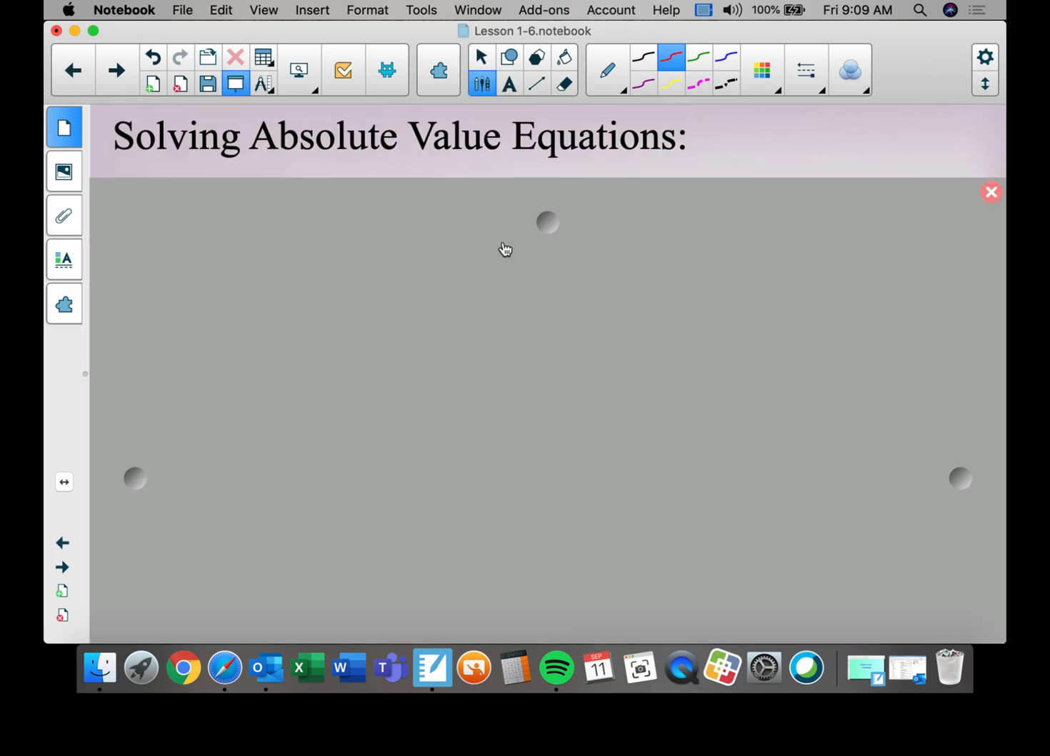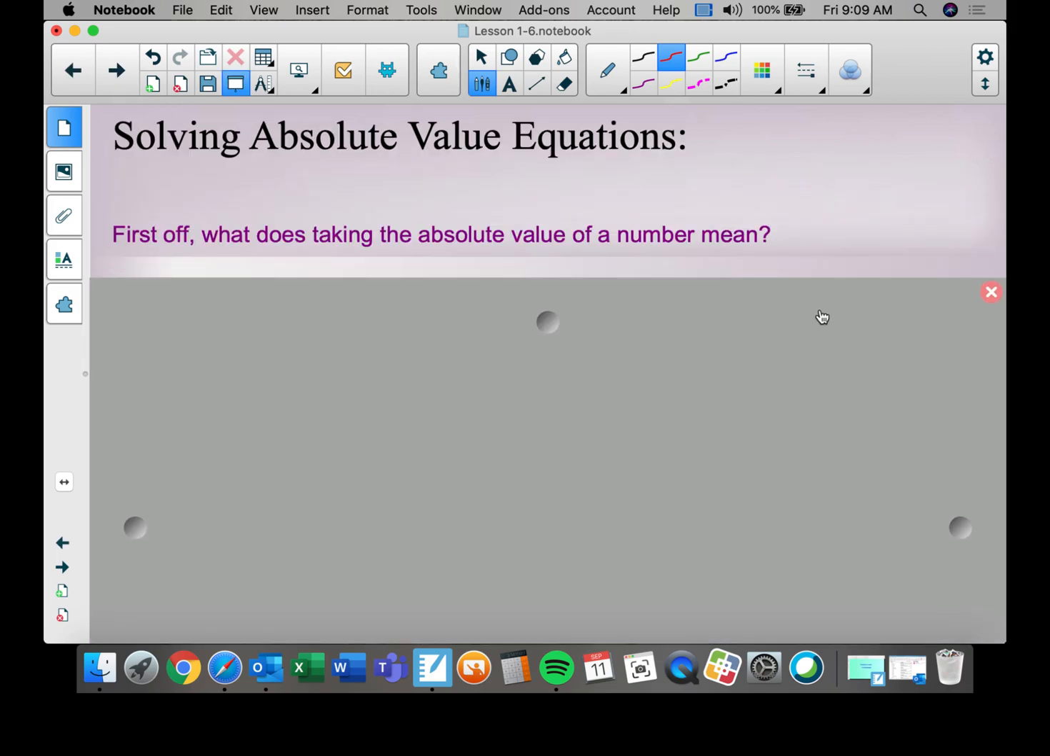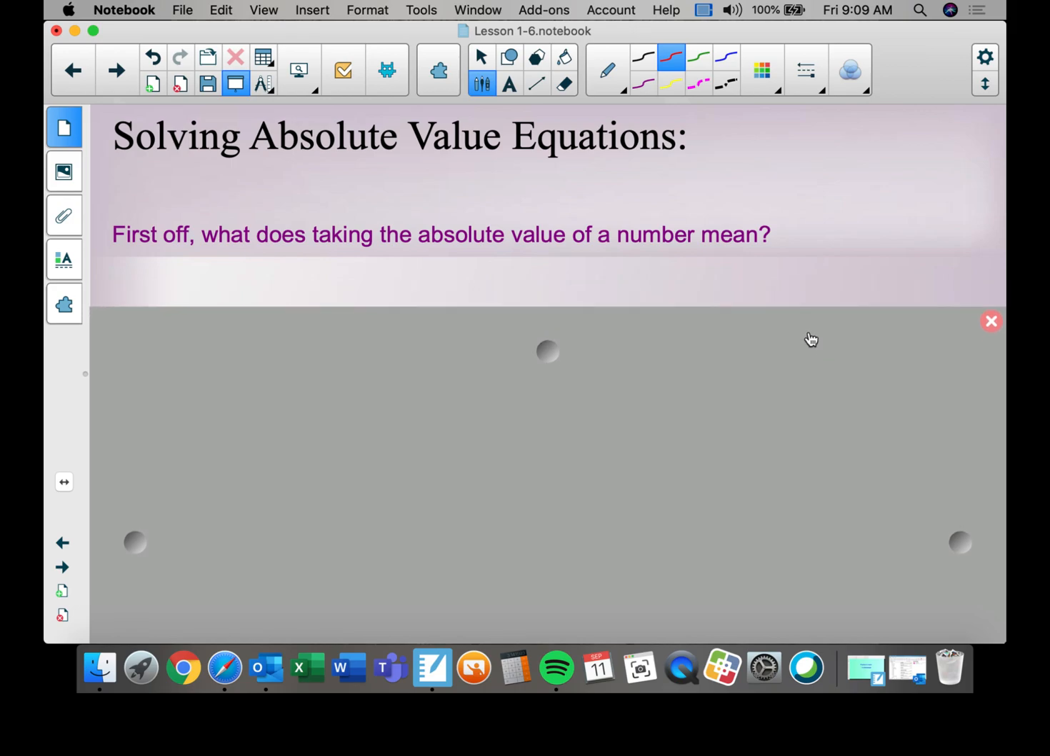So if we take a look, first off, some notes about that. What does taking the absolute value of a number actually mean? Hopefully you remember this a little bit. I know some people would probably think right away, well, I know that it's always positive. I know this, I know that. Well, here's the reasoning behind it.